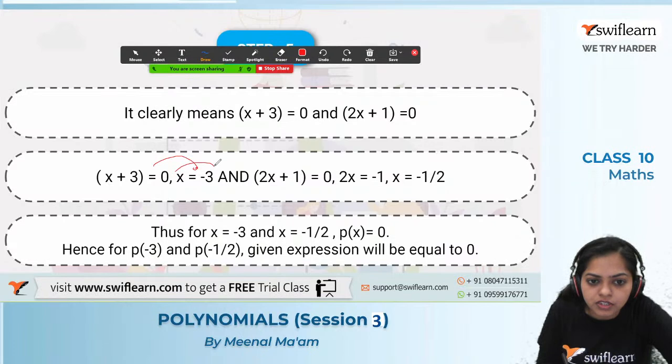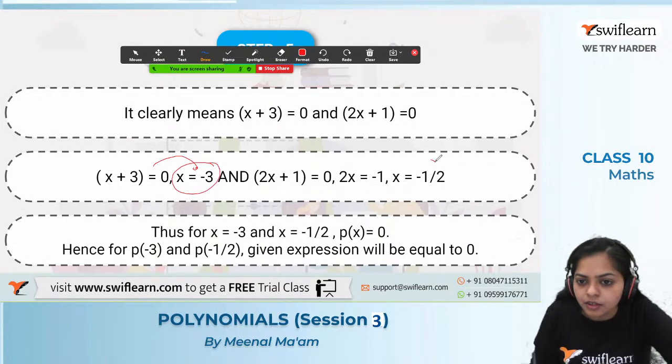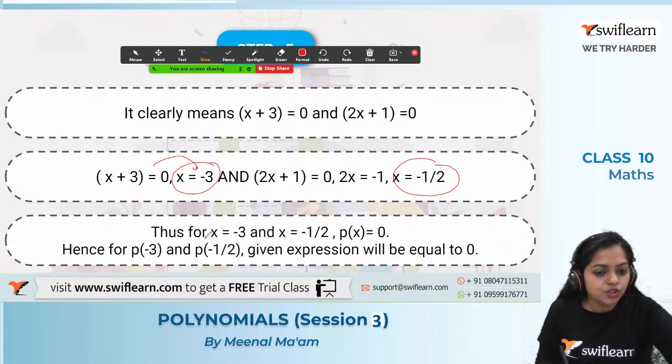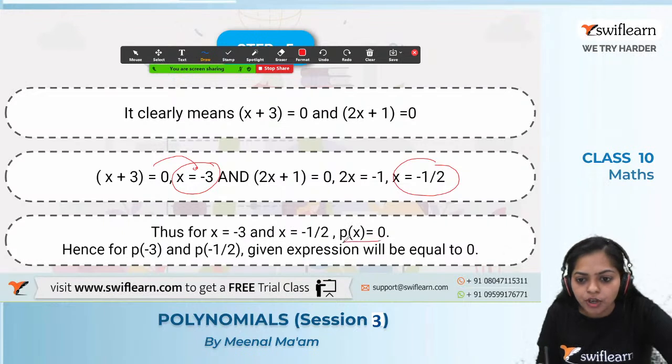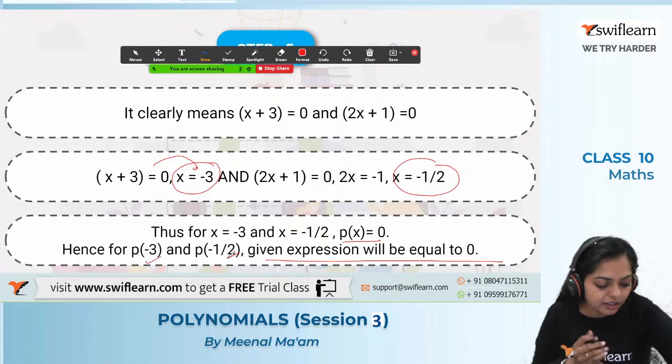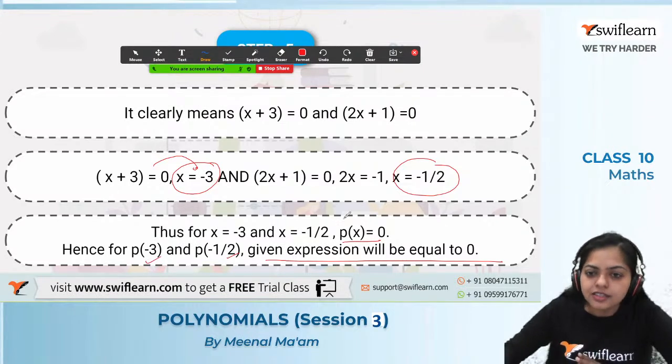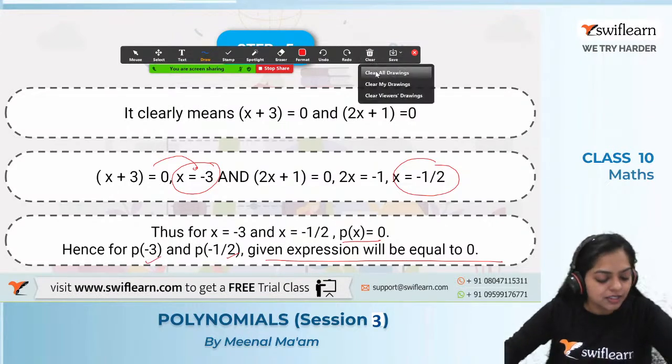So one of the zeros is x equals minus 3 and the other one is x equals minus 1 by 2. Got it? Okay. So for x equals minus 3 and minus 1 by 2, our polynomial expression will be equal to what? 0. Hence, for x equals minus 3 and minus 1 by 2, the given expression will be equal to 0. That's why the zeros of this polynomial expression are minus 3 and minus 1 by 2. Got it? So we have revised how to find the zeros of a quadratic polynomial.